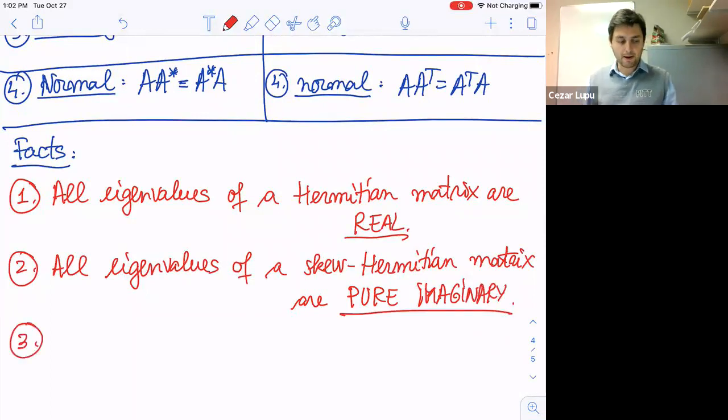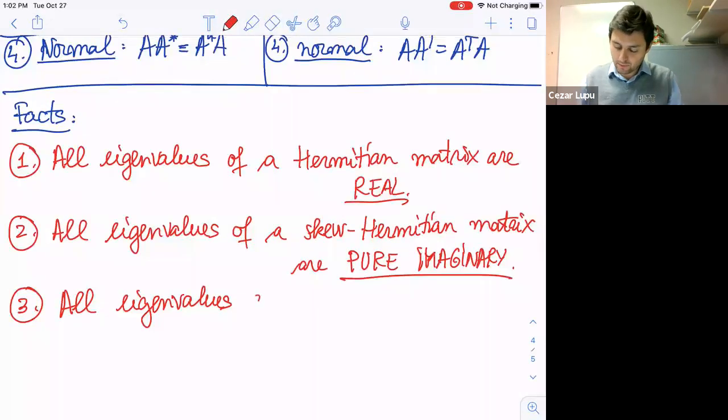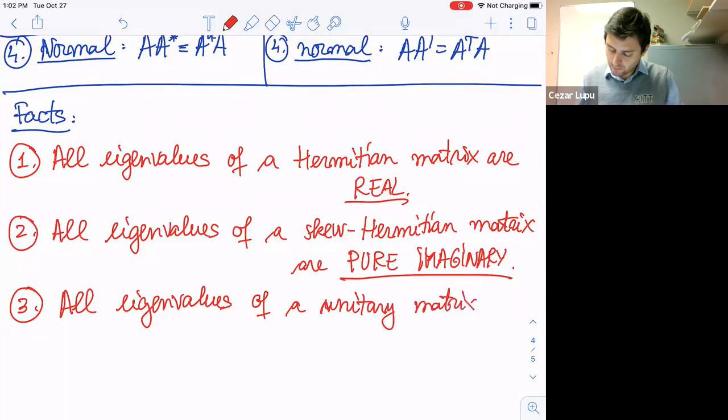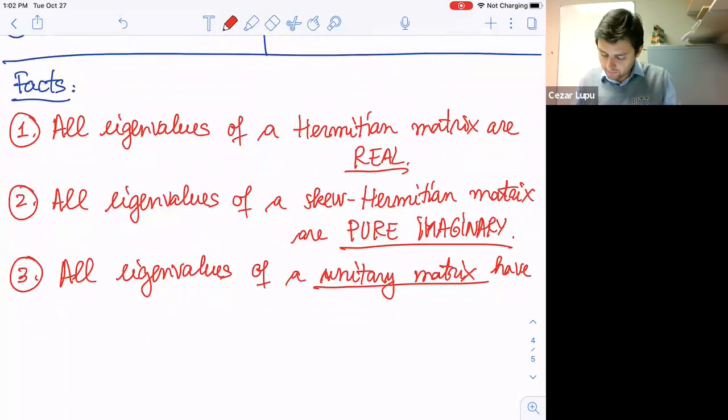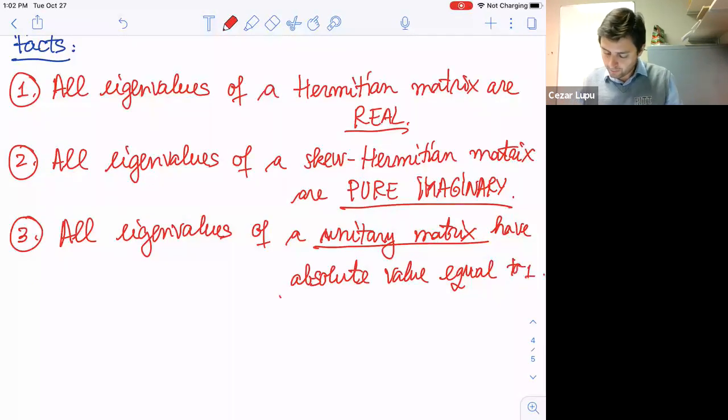And the third property is that all eigenvalues of a unitary matrix are on the unit circle, basically, so they have absolute value equal to 1. That's what you need to know.